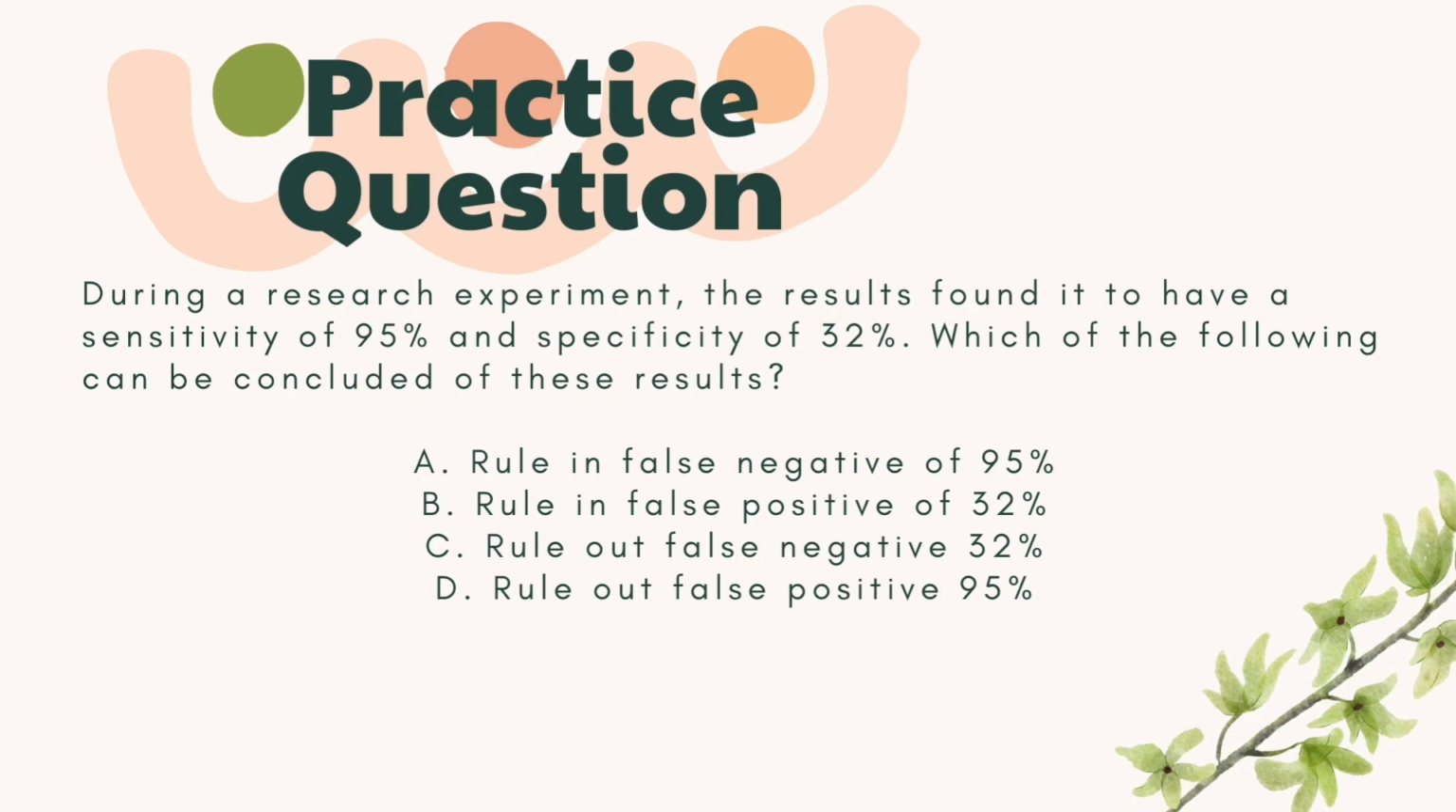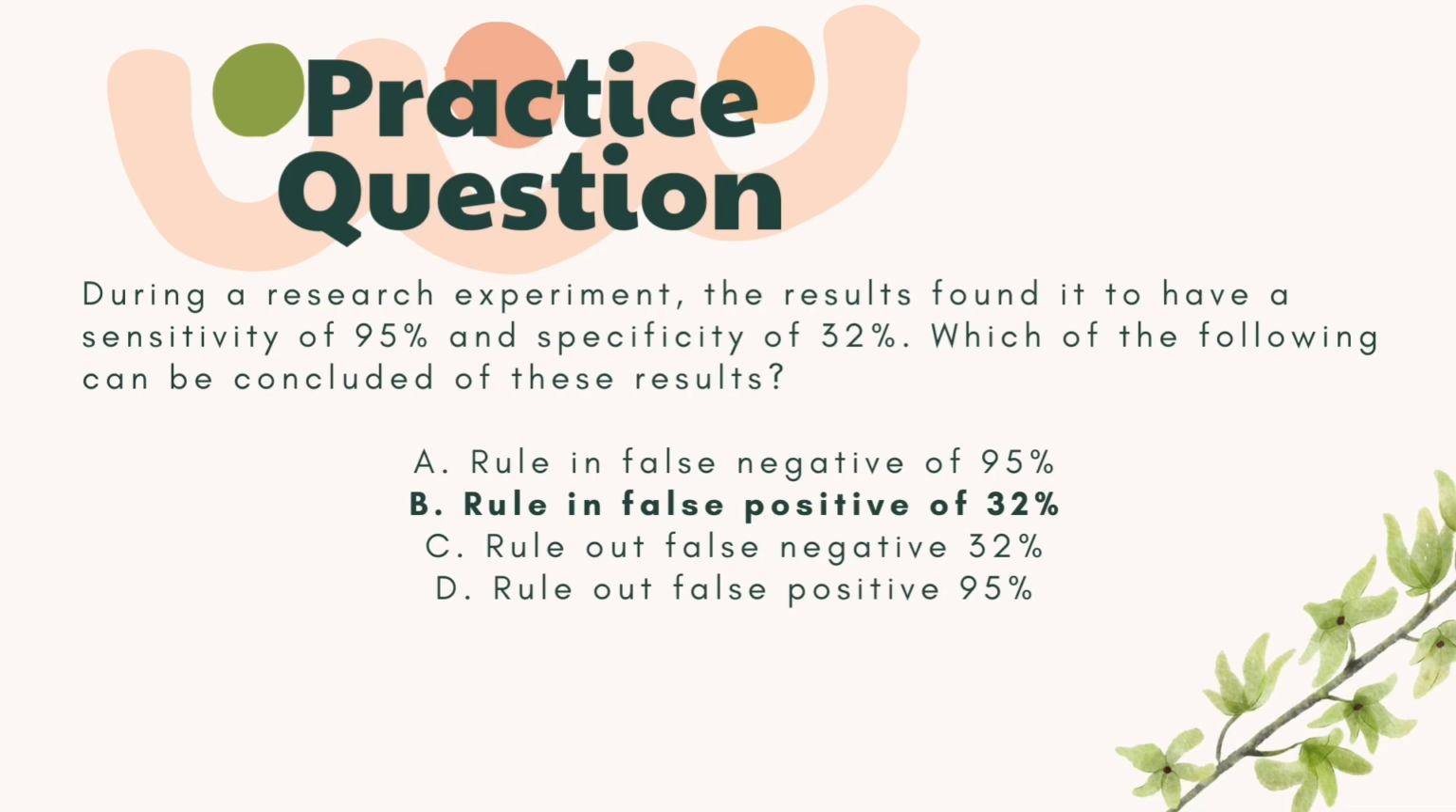All right, I'm back. If you need more time, please pause this video and take your time. Okay, like I said, I'm going to expand on SPIN and SNOUT. So let's read the question. The results found that it has a sensitivity of 95 and a specificity of 32. Which of the following can be concluded from these results?